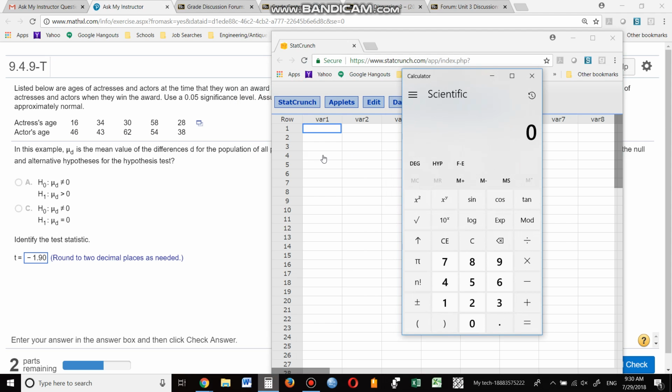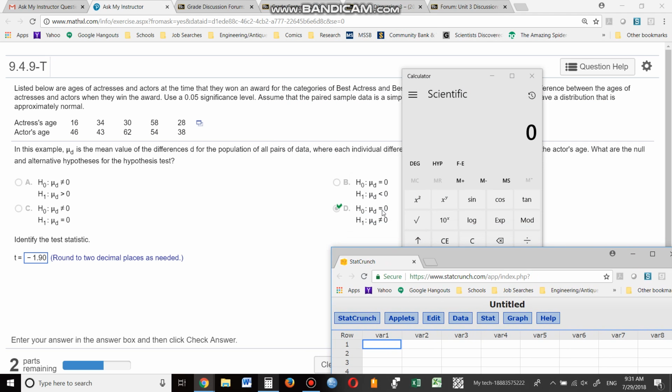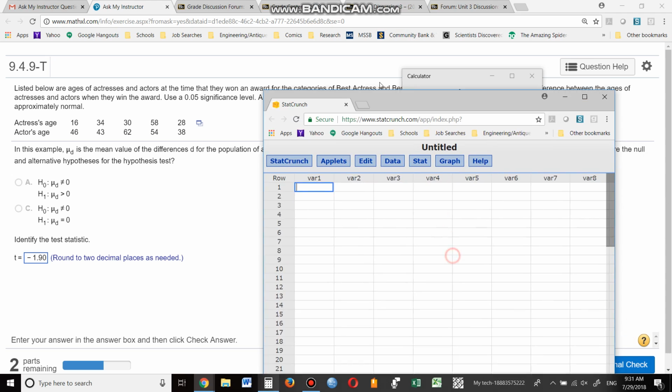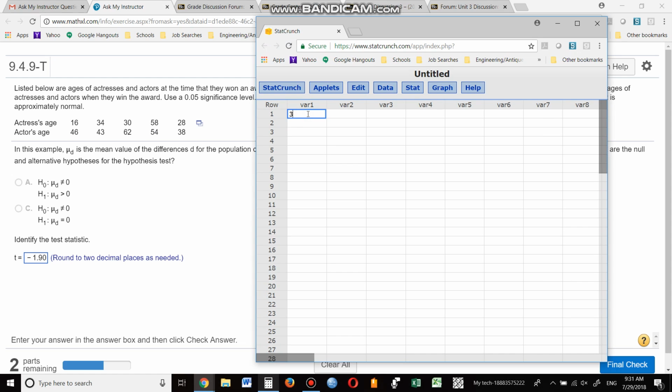And the first thing I'm going to do is calculate the differences of each age. And you'll note that the null is that it's 0. The alternative is that it is not 0. So 46 minus 16 is just going to be 30. 43 minus 34 is just going to be 9. 62 minus 30 is 32. 54 minus 58 is negative 4. And 38 minus 28 is 10.